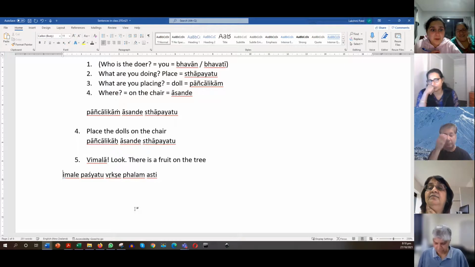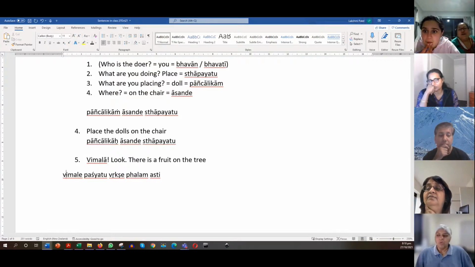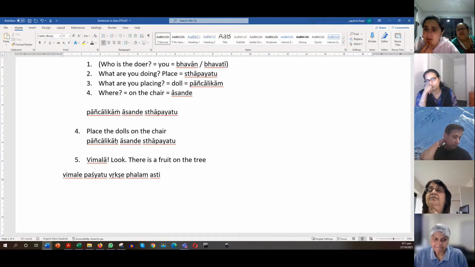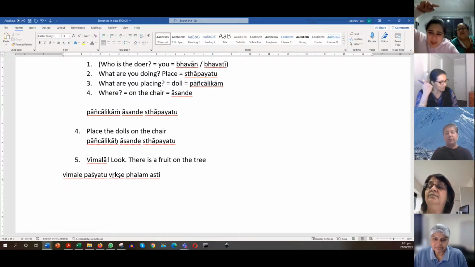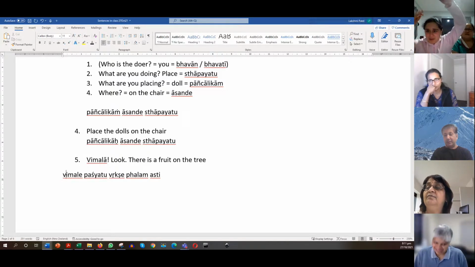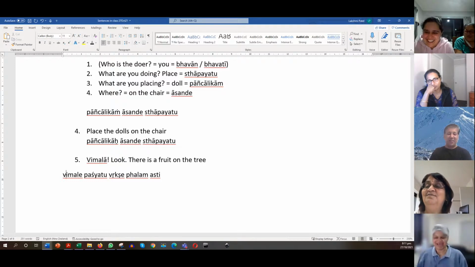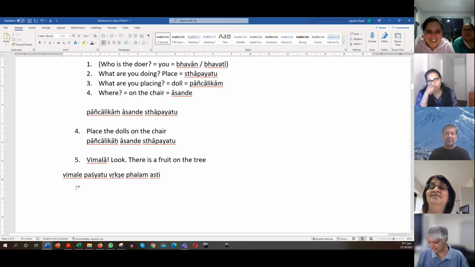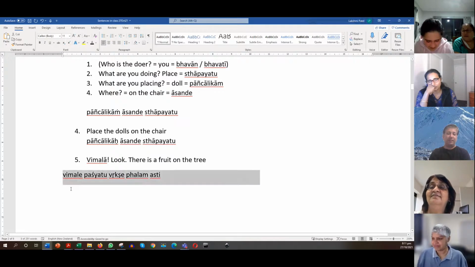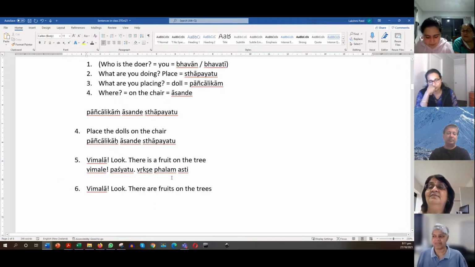I have a question for you. Would we ever use vrikshasya upari phalam asti? Upari is top. Phalam is on top of the tree, right? So that gives the meaning on top of the tree. Then the meaning becomes the tree is standing there, and on top there is a fruit floating around. It's not on the tree. Good job. So we have Vimale pashyatu vrikshe phalam asti.